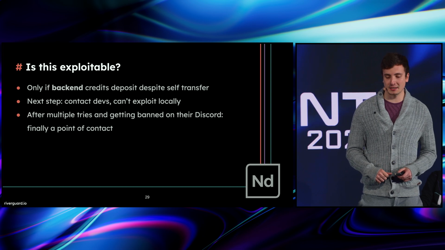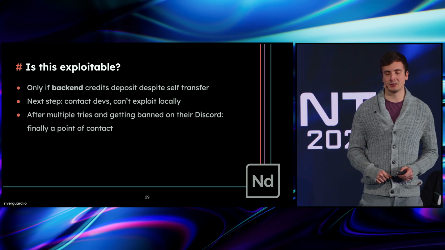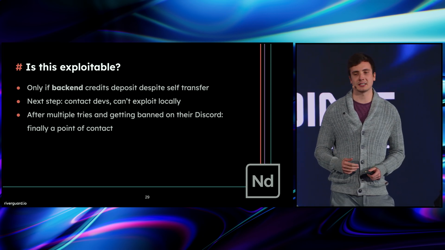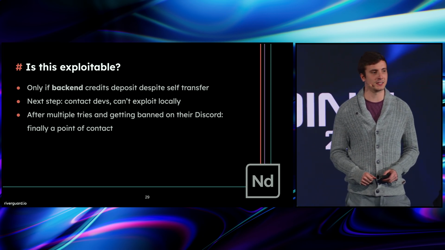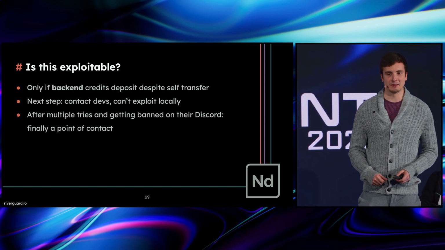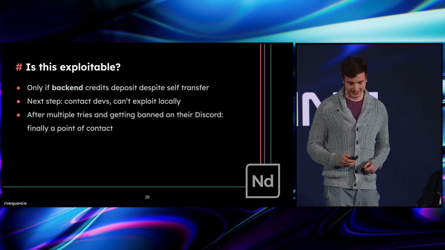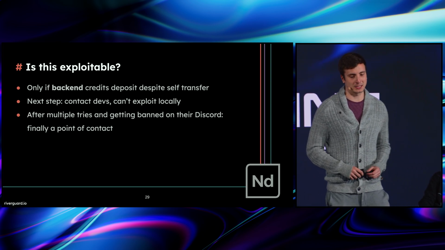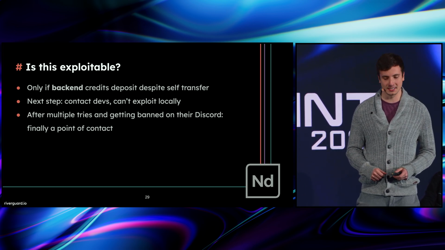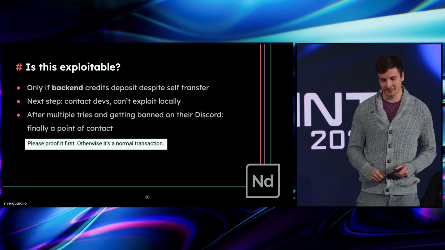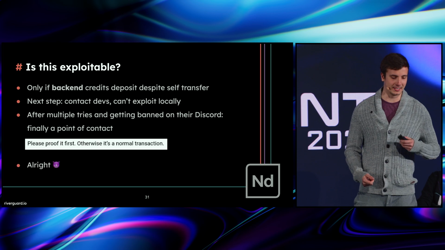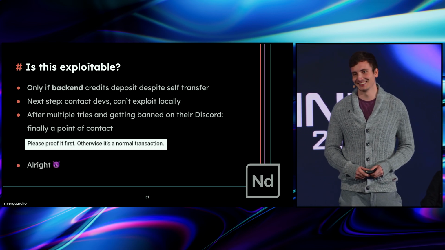So we tried to contact the devs because we also usually don't like to exploit things live on mainnet, because then other attackers might see and replicate the exploit before it gets fixed. But after multiple tries and even getting banned on the Discord, we finally got a point of contact. We had an email exchange back and forth where we explained the issue, that we'd like to triage this, and then we got back this message. Please prove it first, otherwise it's a normal transaction. So we thought, all right, you gave us permission.